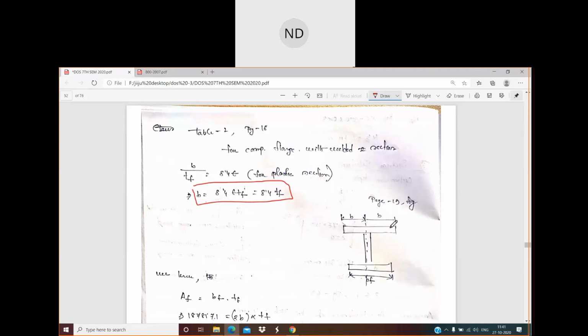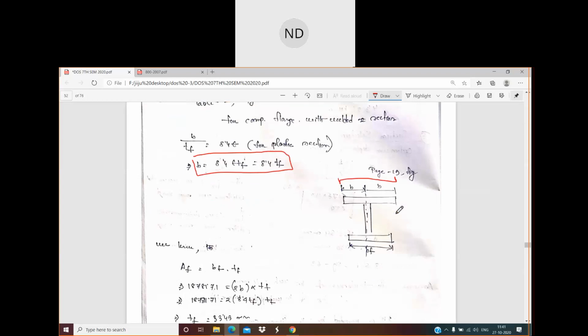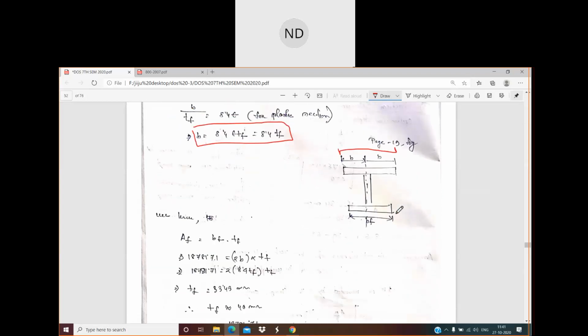If you multiply it by epsilon, obviously you will get this dimension, the width of the flange. Now one more thing: the area of the flange, how much is it? The area of the flange will be BF into TF. This is your TF, and this is your B.